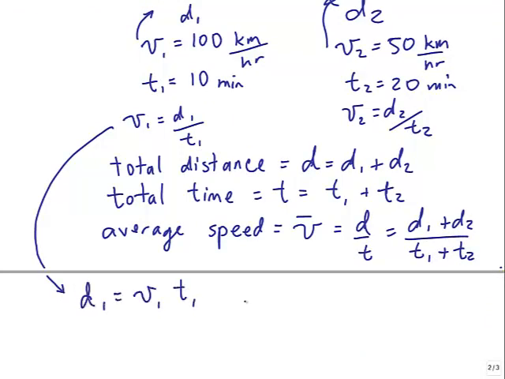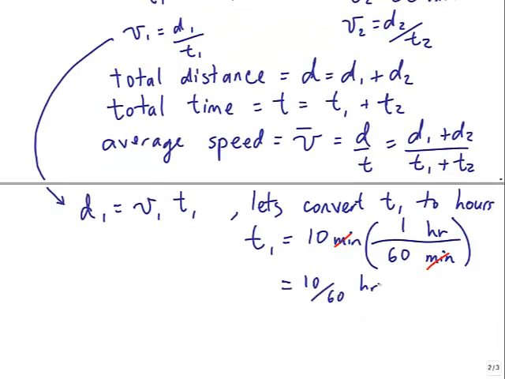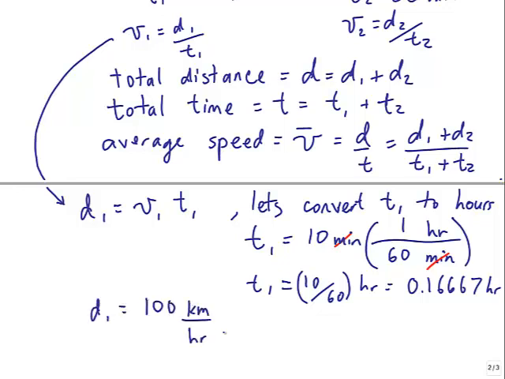So we can use d1 = v1 times t1, and let's actually convert t1 to hours. So the way we do that is we set up 10 minutes times something which is hours over minutes, so that the minutes cancel. That's 1 hour per 60 minutes. So we end up with 0.16667 hours. So multiplying 100 kilometers per hour times that many hours is 16.667 kilometers.